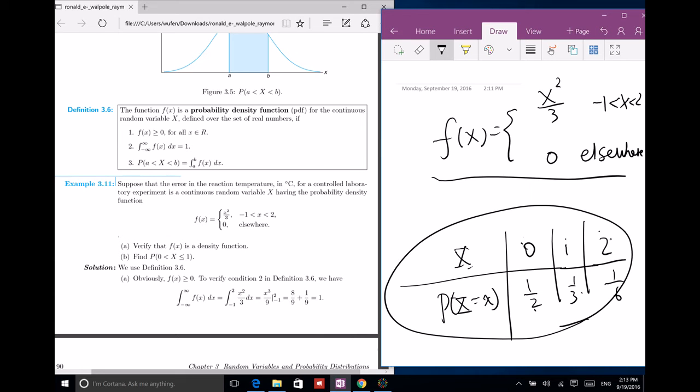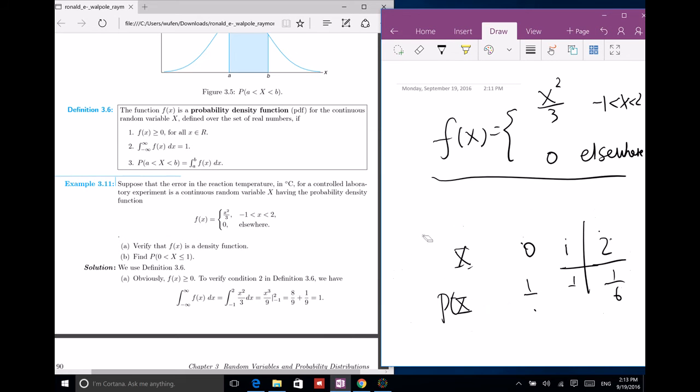This is a probability distribution. Well, if you are talking about a continuous distribution, the probability distribution is you give a function. So the first question is: verify that f(x) is a density function.